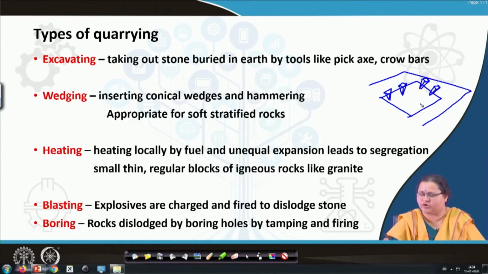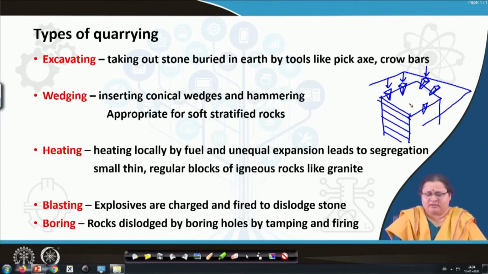In large numbers, not obviously such small numbers. So, it is maybe 10 meters by 10 meters, and keep on hammering on those. So, you are putting force here. So, this particular part gets loosened, and obviously there will be stratas, and this part gets loosened, and then you can take it out by hammering.